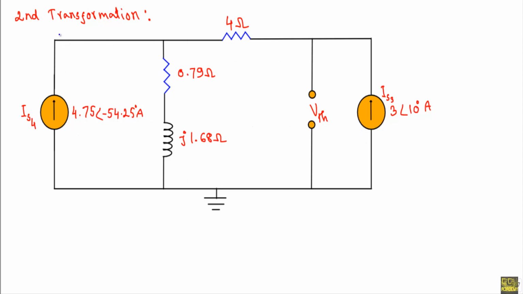Okay, now see, this was our C terminal. I can further simplify this circuit by using the source transformation technique. That means I have this IS4 in parallel with the impedance Z3.